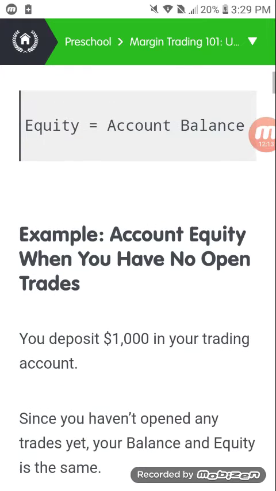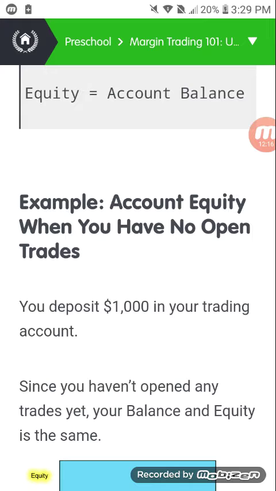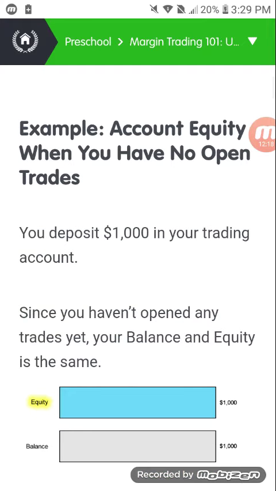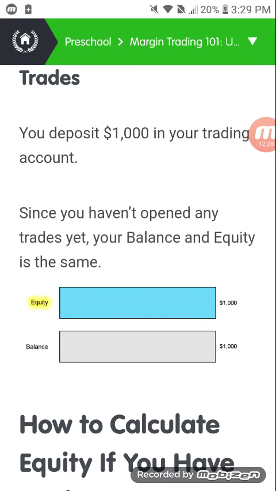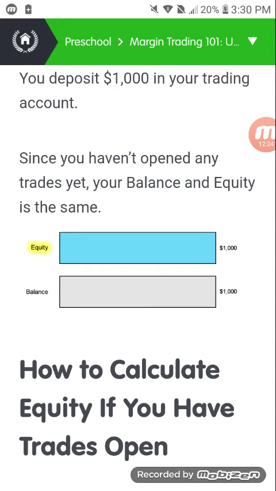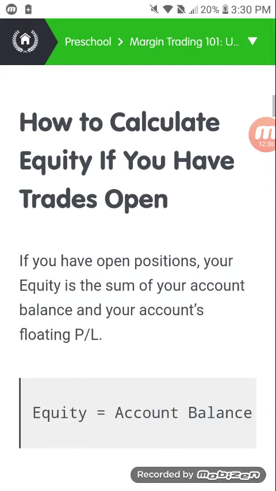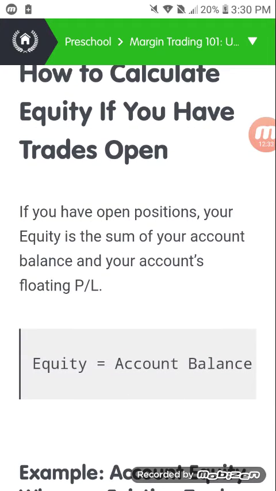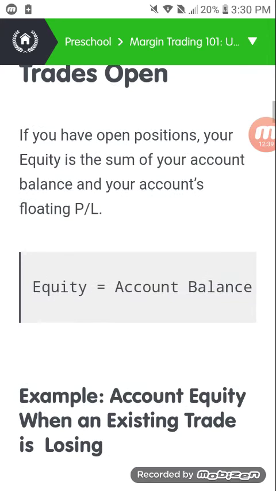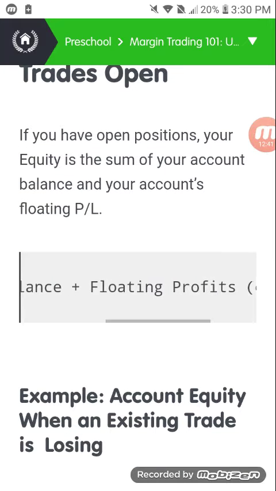So in this example of account equity with no open trades, you deposit $1,000 into your account. Since you haven't opened any trades yet, your balance and your equity are the same. So your equity is 1,000, and your balance is 1,000. So how do you calculate equity if you have trades open? If you have open positions, your equity is the sum of your account balance and your account floating profit or loss. So equity equals the account balance plus the floating profit or loss.